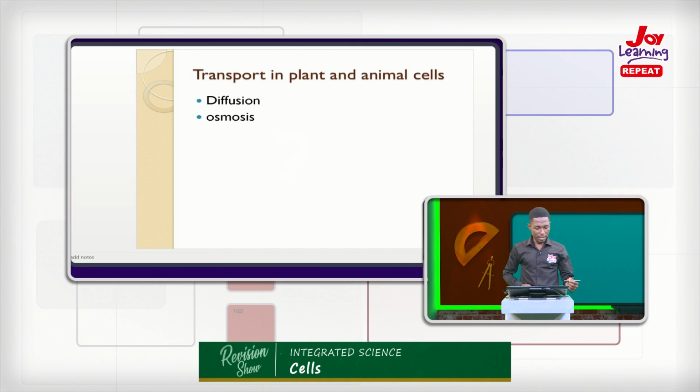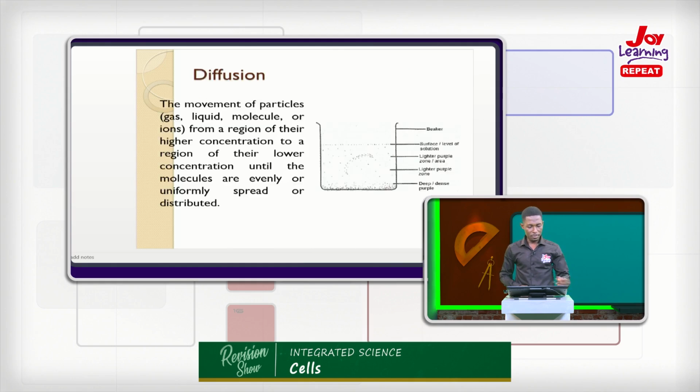So let's quickly take the definition of diffusion. It is the movement of particles from a region of higher concentration to a region of lower concentration until the molecules are evenly spread out.